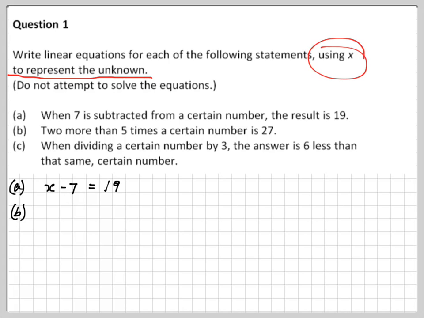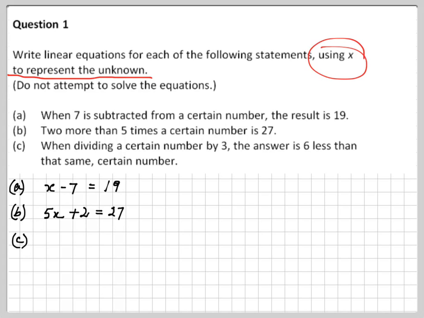What about B? 2 more than 5 times a certain number is 27, okay? Now, how do we do 2 more than 5 times a certain number? Well, we don't get ourselves confused, we break it down. How do we say 5 times a certain number? Yes, that's 5x. Then if we add 2 more, we get 5x plus 2, and that equals 27. Excellent, okay? We're on a roll, okay?